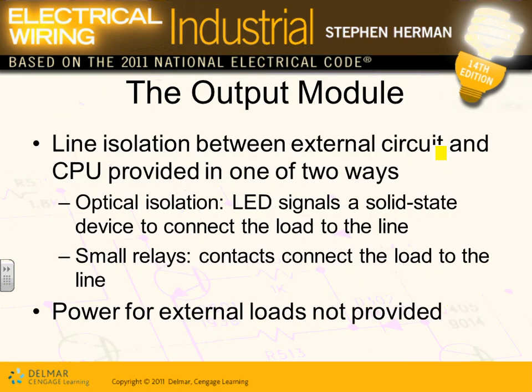Okay, output devices. The same thing, guys. Line isolation between the output. You have a line isolation between the external circuit and the CPU. You can do it in two ways. You can do optical isolation with LEDs: the LED signals a solid state device to connect to the load line, or you can use a small relay contact to connect the load to the line. Two ways. You're going to see the picture.